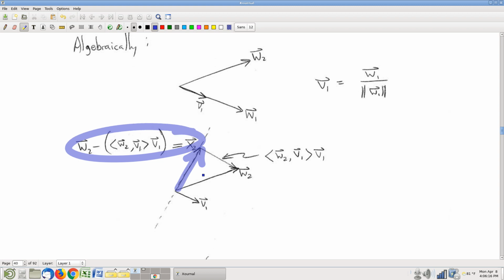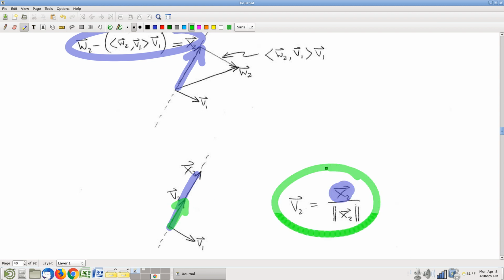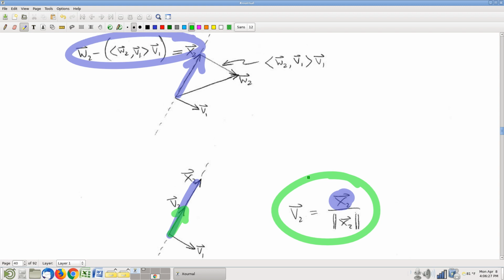You've got that vector with that formula, and once you have that vector, again, super easy to normalize. You just again divide that vector by its own magnitude, and there you go. So that's all of the formulas for Gram-Schmidt orthonormalization of a pair of vectors.